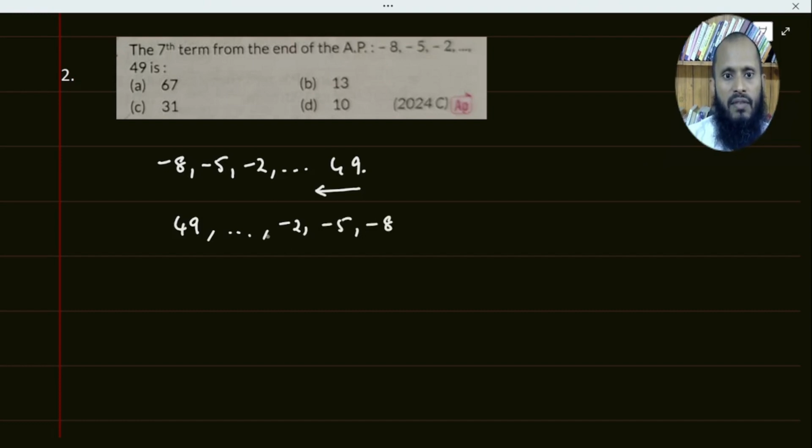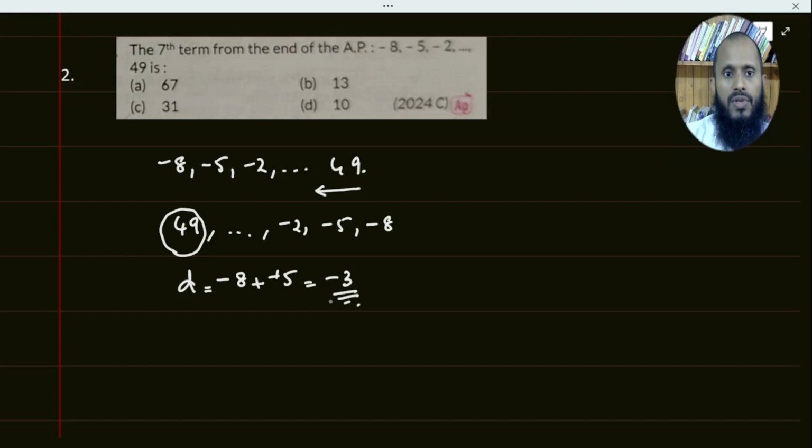Now, this is the reversed AP. Now, this will also always be an AP. That is my point. Where the first term will be 49 now. 49 is the new first term. Okay. Now to find the common difference, I know I need to subtract any two successive terms. Like in this case, I can do minus 8 minus minus 5 will give me my common difference. This minus and minus will become plus. So this is equal to minus 3. Okay, this is the common difference of my new AP.